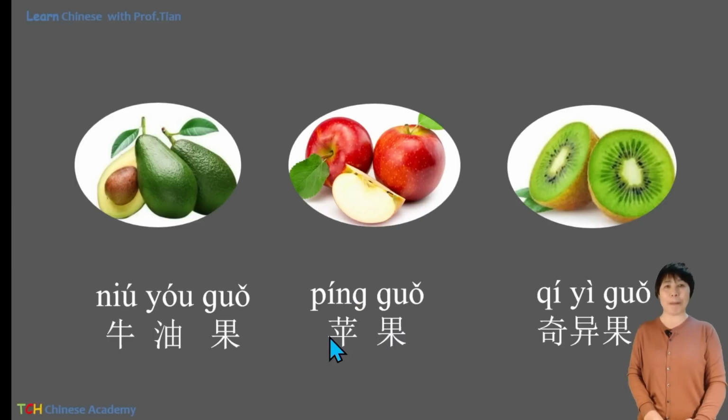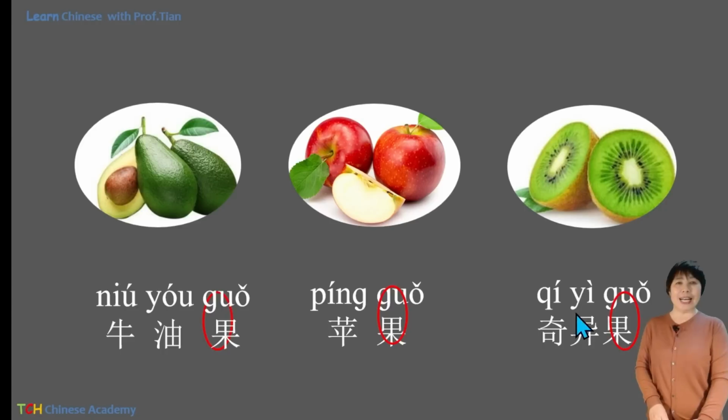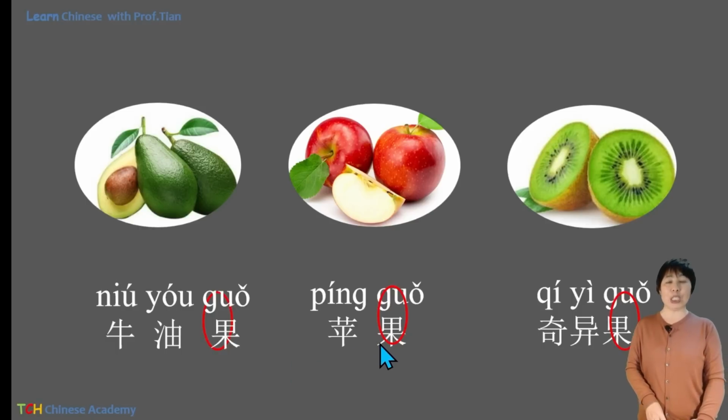Yeah, that's the basic one. 苹果. And this 奇异果. In English we say kiwi. Kiwi, just the 奇异. So 奇异果. And you may notice all these words end with the root word 果. I have talked about this word formation in other videos. This is also a very unique, typical Chinese word formation. We have the root word as the basic one, and we add a modifier to make a new word. So 牛油果、苹果、奇异果.